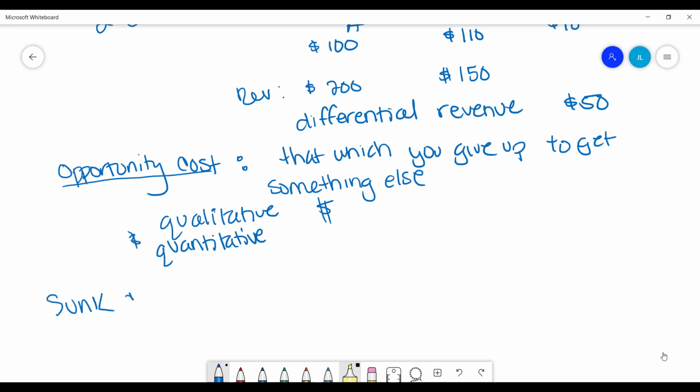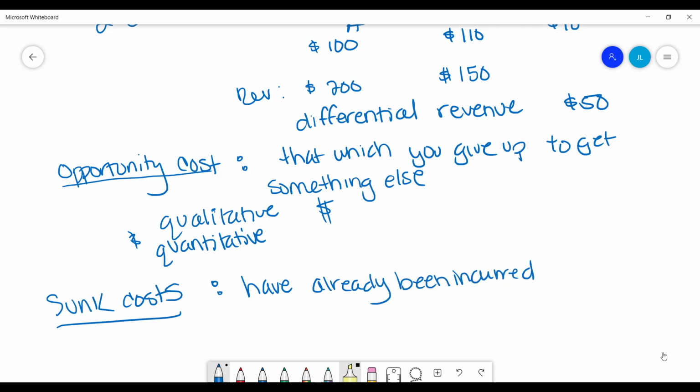But then there are some things called sunk costs. Sunk costs we can't do anything about. Okay? Sunk costs have already been incurred. Okay? And can't be changed. So if I can't change this cost, it's already occurred, there's nothing I can do about it, does it make logical sense to make it part of my decision-making process? No. Sunk costs are irrelevant costs and should be ignored when it comes to making decisions.